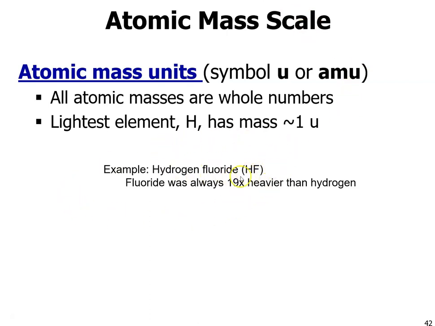So hydrogen fluoride, HF, they knew that in this compound, if you could separate out the elements, fluorine was 19 times heavier than hydrogen. So then they could define fluorine with an atomic mass unit of 19. So this is how this was done. So we're going to talk about atomic notation next.